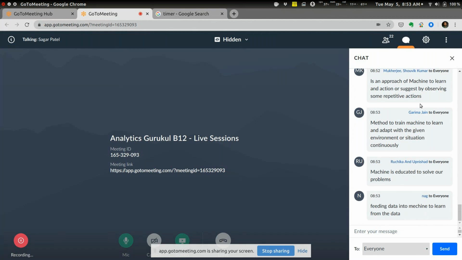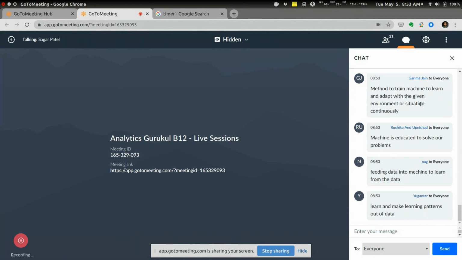Ruchika and Upanishad say machine is educated to solve our problems. Fair point. One answer by Nag is feeding data into machine to learn from data. Yes, learning from data is a good phrase. Yuvander says, learn and make learning patterns out of data. Yes. So more or less, you have the right intuition.